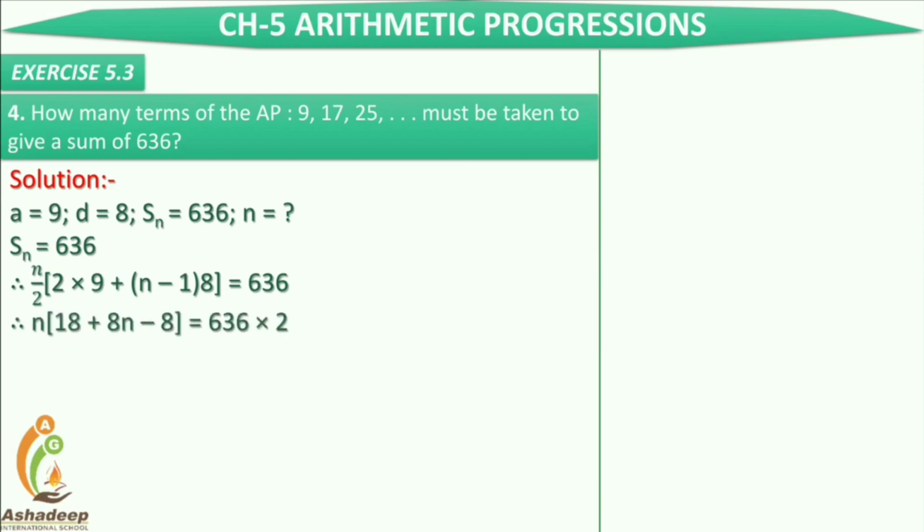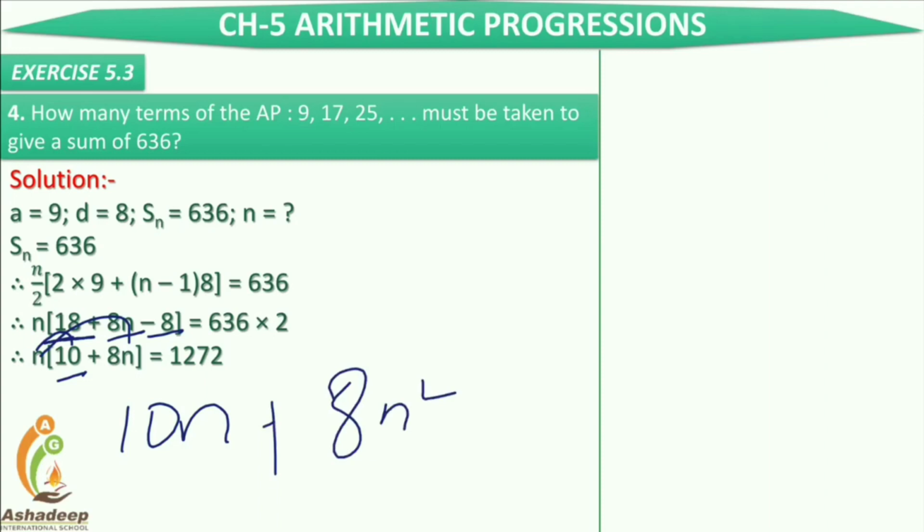Now we simplify: 2 nines are 18. Now 8 into n is 8n. Then 8 into 1 is minus 8. Then this 2 from the denominator goes into the numerator on the other side. And 18 minus 8 is nothing but 10, plus 8n. Now n into 10 is 10n, and n into 8n is 8n square, and in between there is a plus, is equal to 1272.